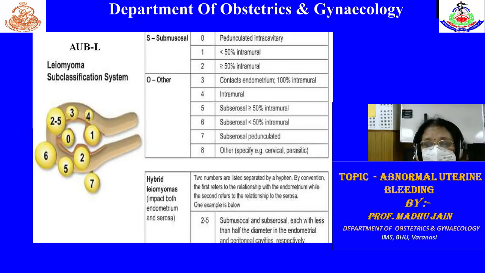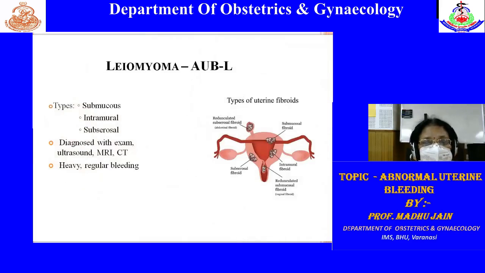Then comes the hybrid leiomyoma, where you find 2 numbers, 2 to 5, submucosal and subserosal, each with less than half the diameter in the endometrial and the peritoneal cavity respectively. So we are classifying abnormal uterine bleeding L under 7 categories, as you can see. When you classify, you write AUBL, then depending upon the category, you write down 3, 4, 5. If there are 3 leiomyomas, you can write down 3, 4, 5, so that it will tell you the situation.